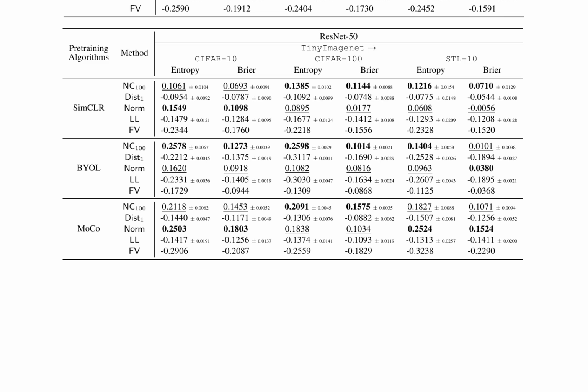Furthermore, the table highlights the importance of normalizing the representation in enhancing neighborhood consistency and transfer learning performance. Normalization significantly improves the correlation between neighborhood consistency and transfer learning performance for all algorithms, suggesting that it plays a crucial role in maintaining consistent representations across different domains.